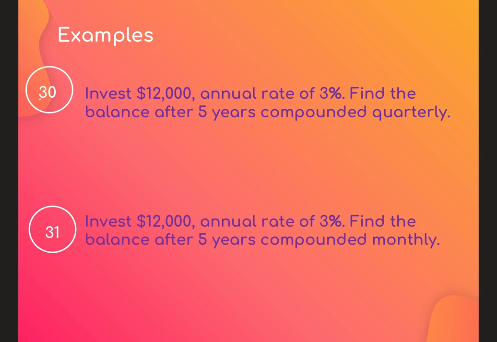Yes. It says invest $12,000 at an annual rate of 3% and find the balance after 5 years compounded quarterly. So it is A equals P times 1 plus r over n to the nt. Do we have to memorize that? Yep.